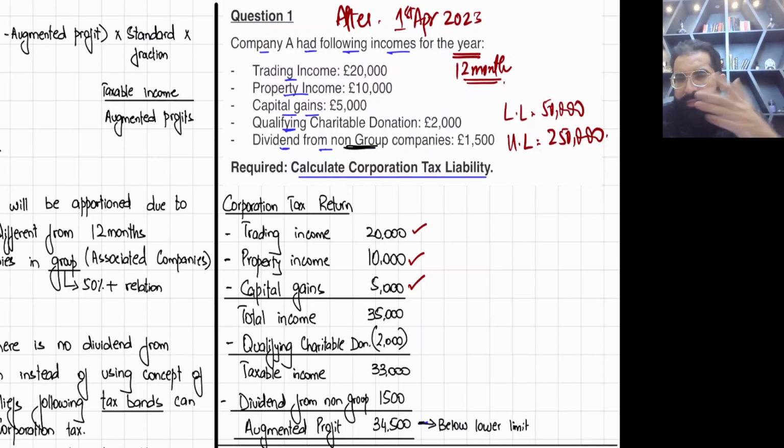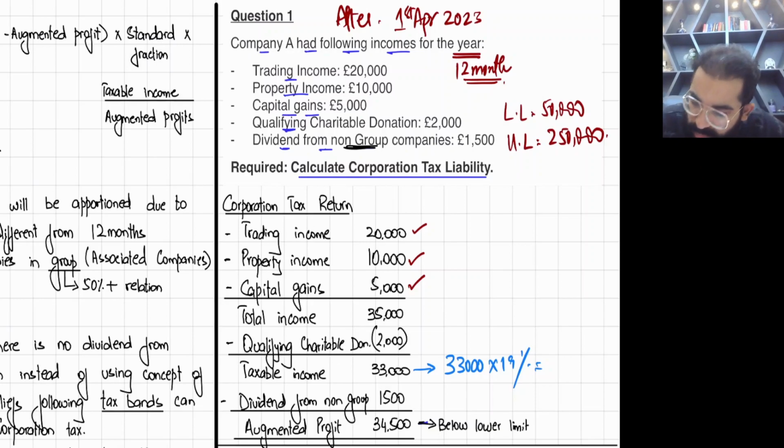Now everything else is irrelevant. Only two numbers are relevant: taxable income and augmented profit. The first rule: first of all, we decide the tax rate. The tax rate is decided using augmented profit. See, augmented profit is less than the lower limit, so you need to apply a flat tax rate of 19%. That tax rate is applied on taxable income. So this will be 33,000 times 19%, which is 6,270.